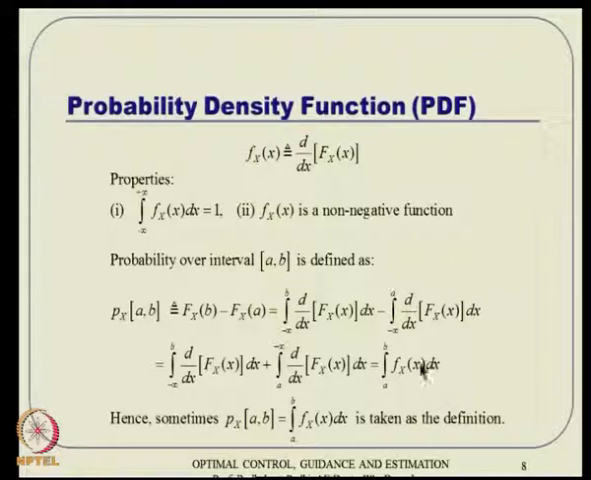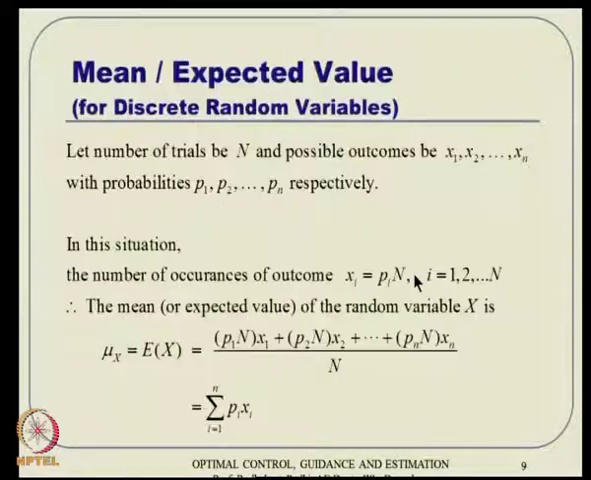Sometimes people say I do not have to do all that, I just take this as a definition. So, the probability of x in the interval a to b is the integral of f of x dx. Once you know this small f of x, it is a lot of information, because you can simply evaluate probability directly and many other things are also possible.